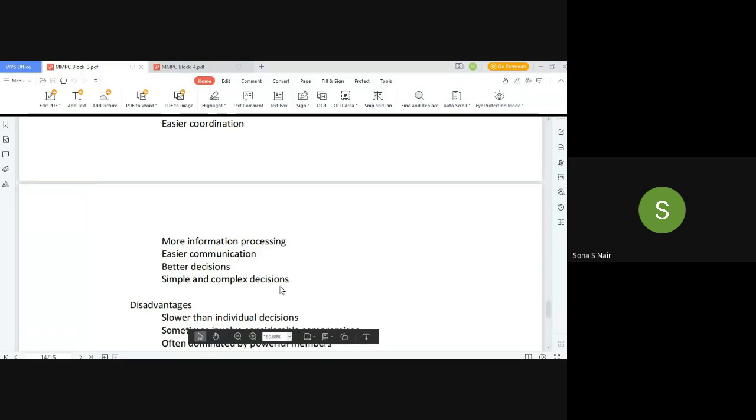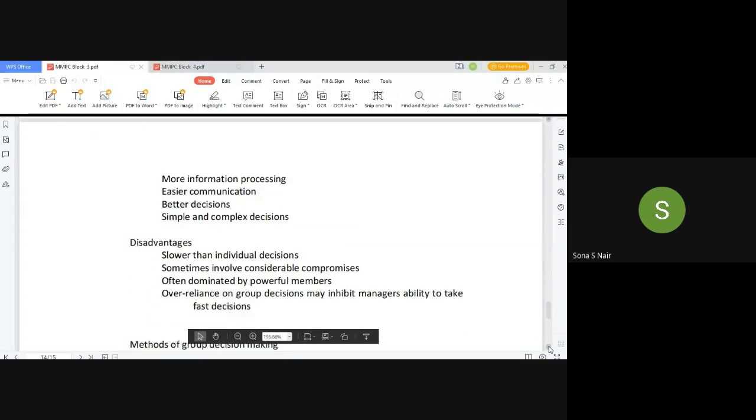So better decisions when you're taking group decisions. Disadvantages to group decisions. Simple and complex can be added again to the four classifications that we've already had. Something which is programmed, is simple, is minor, and is not a strategic decision.